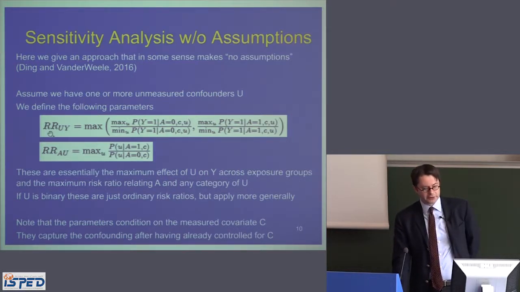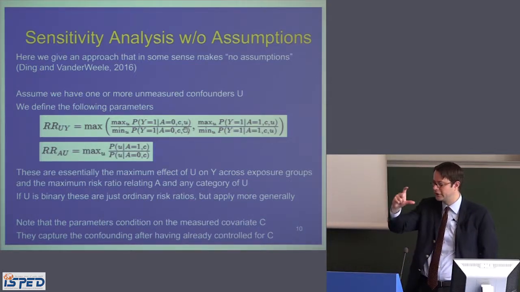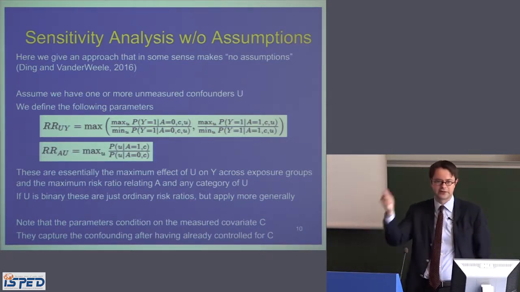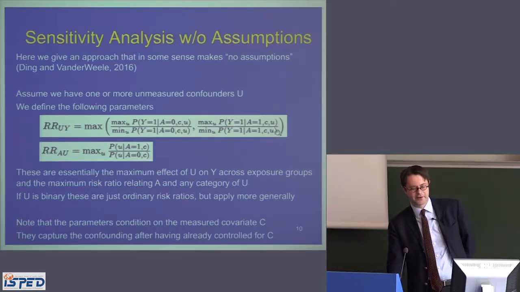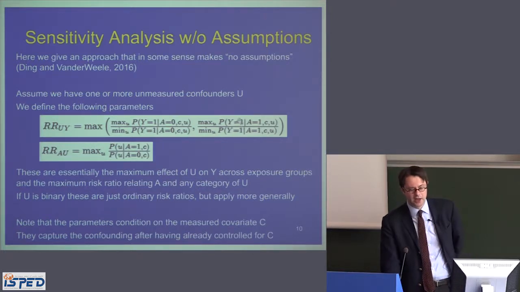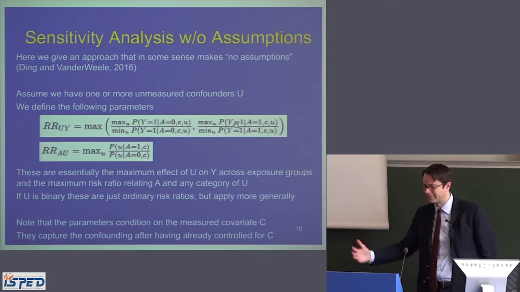So I'm going to define two parameters. The first, RR_UY, is going to look at the maximum effect of U on Y amongst the unexposed, comparing any two categories of U. What's the maximum risk ratio that any change in U could have on the outcome for the unexposed? Then we're going to ask what's the maximum effect U could have on the outcome Y amongst the exposed? And then we're going to take the maximum of those two. So it's kind of a maximum over maxima.